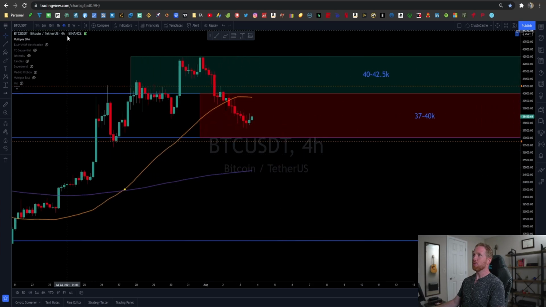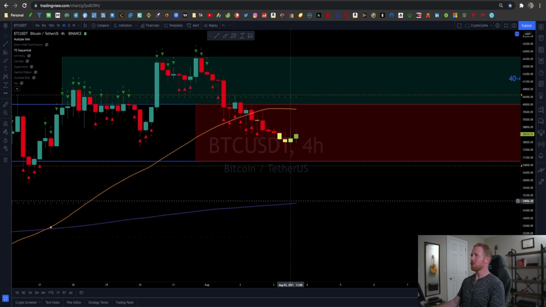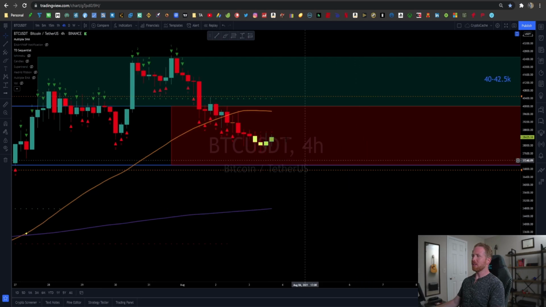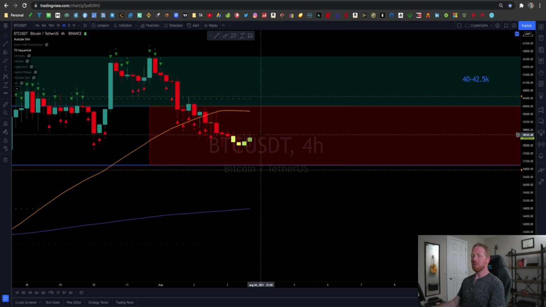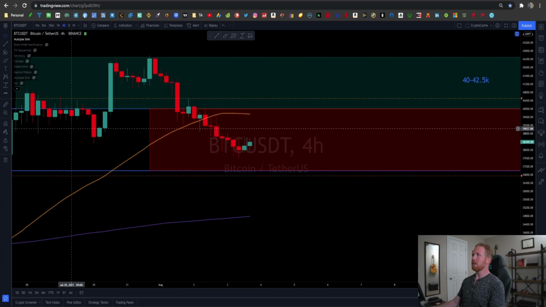Another thing to note here, with the TD sequential, we had a significant state of exhaustion recently. We count all the way up to 9, and we have 1, 2, 3, 4, 5, 6, 7 bars past 9. So honestly, this bear run should have ended yesterday, but unfortunately it's continued for an extra 24 to 28 hours, so to speak. I'm expecting a significant reversal here, maybe some sideways action for a little bit, but we're likely going to see 40,000 tested again in the near future. All right, that is what I want to show you on Bitcoin.